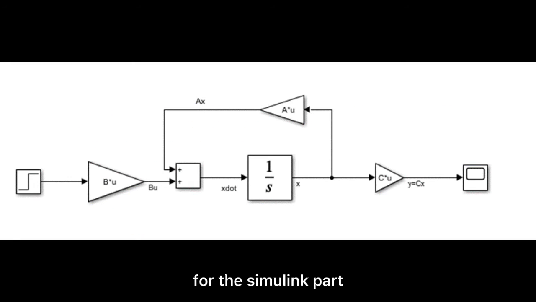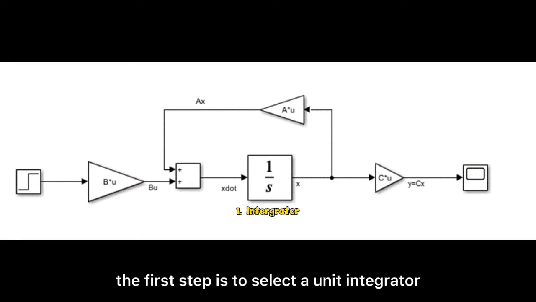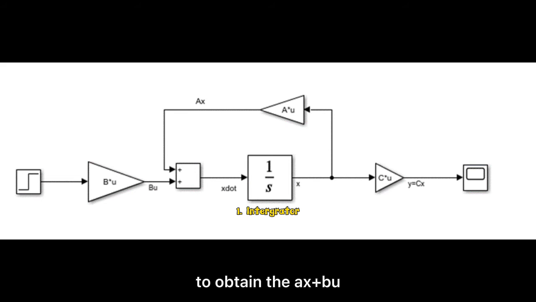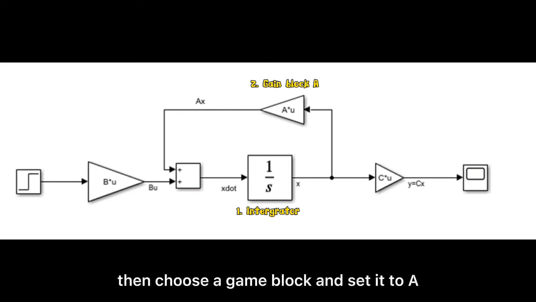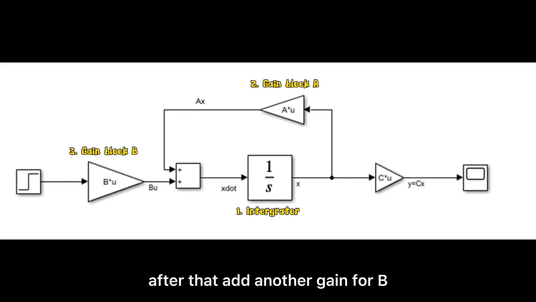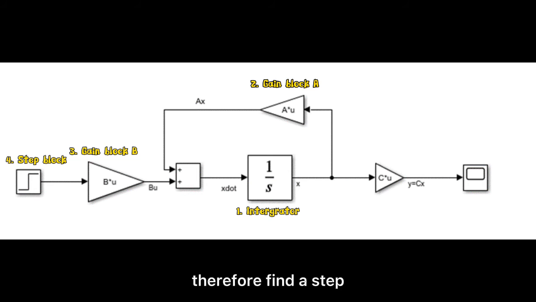For the Simulink part, the first step is to select an integrator to obtain Ax plus Bu. Then choose a gain block and set it to A. After that, add another gain for B and set it to B times U. For this part, it needs to be tested with a unit step, therefore find a step function block which is used as a source. Set the source to 0 to make sure the plot starts from 0.